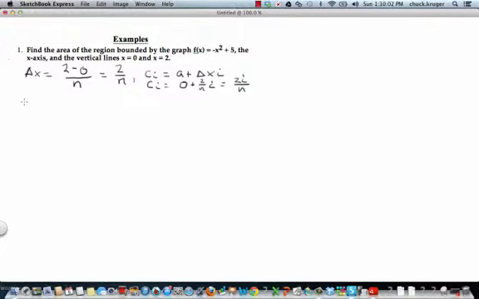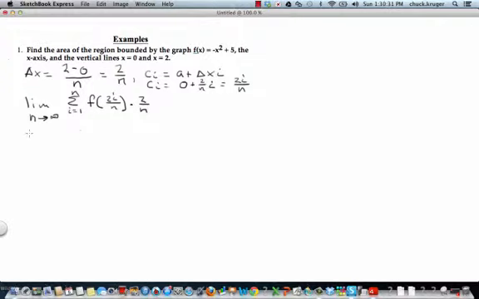So now I'm going to start taking the limiting process. I'm going to take the limit as n goes to infinity, which means I have an infinite number of rectangles, and I'm going to add all the areas of those rectangles from 1 to n. I'm going to substitute into my function c sub i, which is 2i over n, and multiply that height by the width, which is delta x, in this case 2 over n.